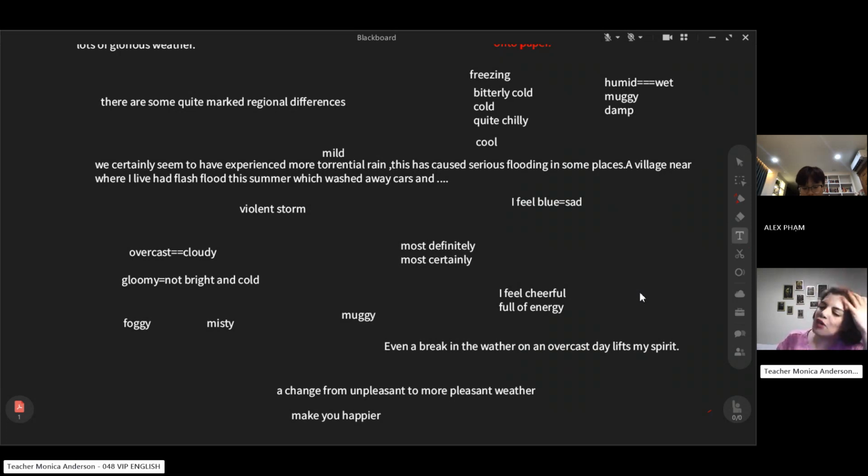However, when it's cloudy or, for example, it's turned muggy or gloomy weather, actually in gloomy weather, I feel blue. So it affects my mood. It changes my mood. So you can say something like this, okay? Get it? Yeah.